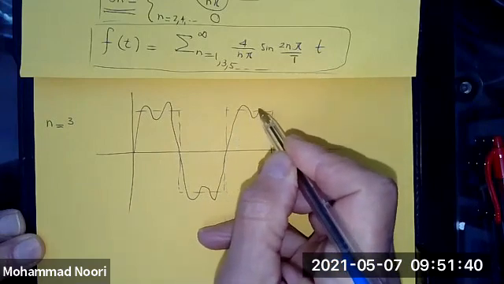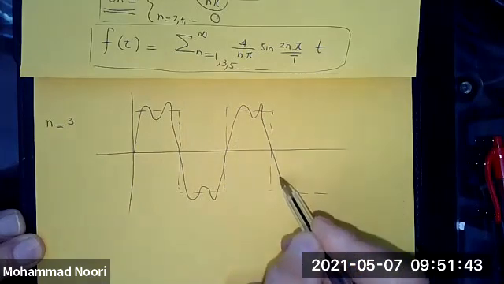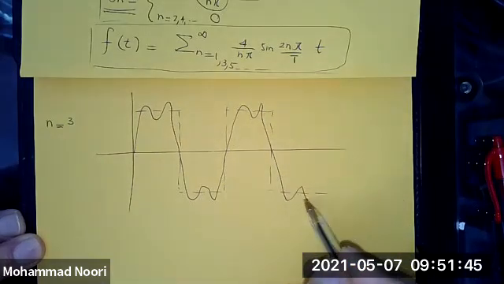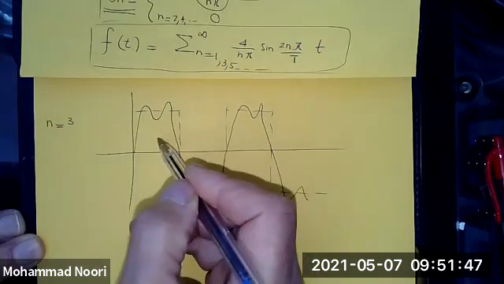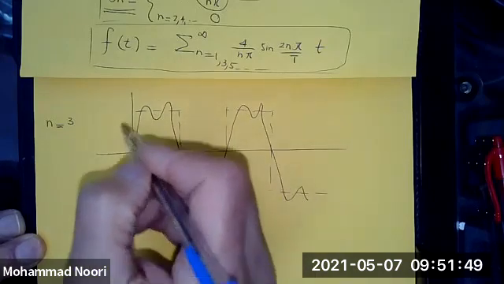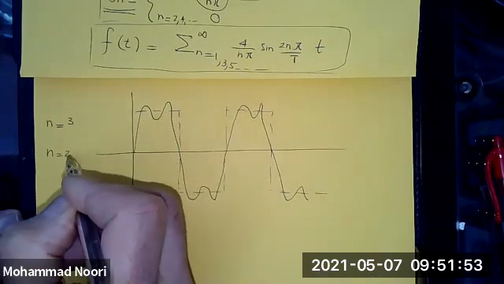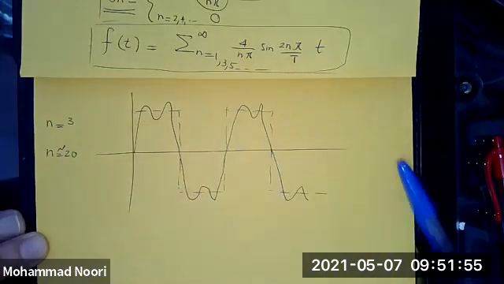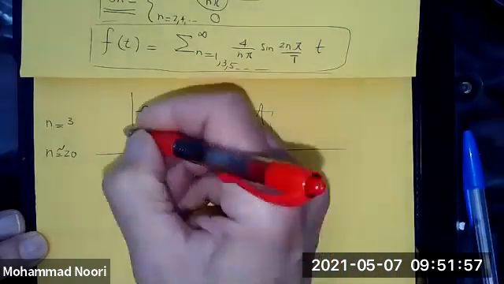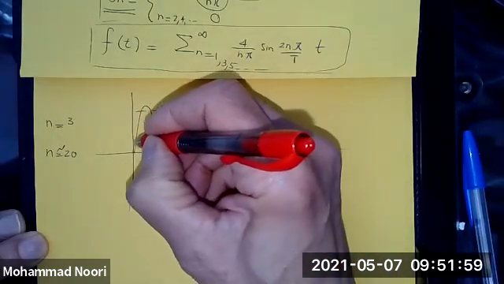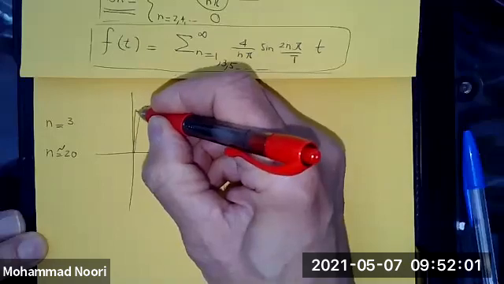It will look something like this. And as n increases, you'll see that it kind of smoothes out and approaches this. Versus if you consider, let's say, roughly n is equal to 20, and you plot that, you end up with something almost like this.